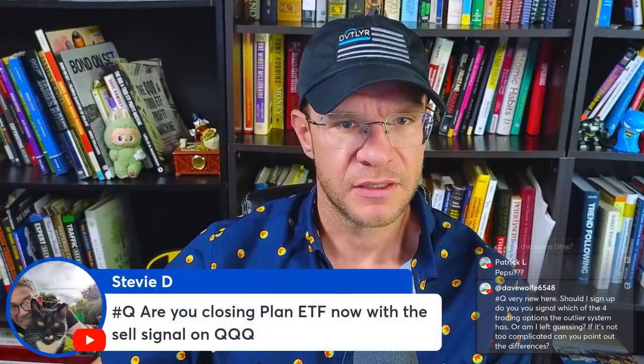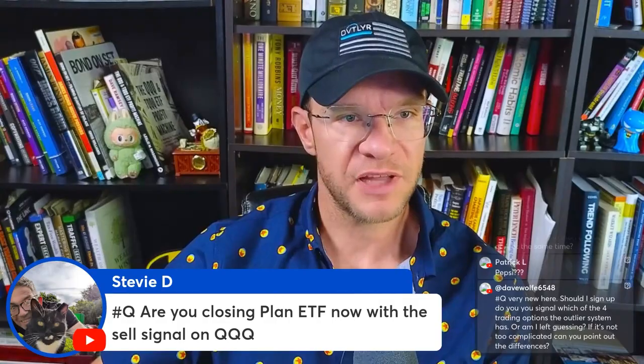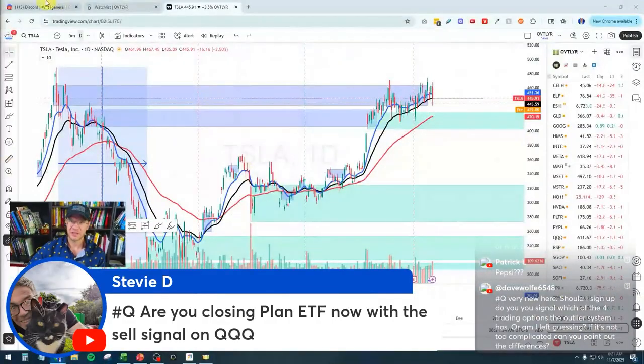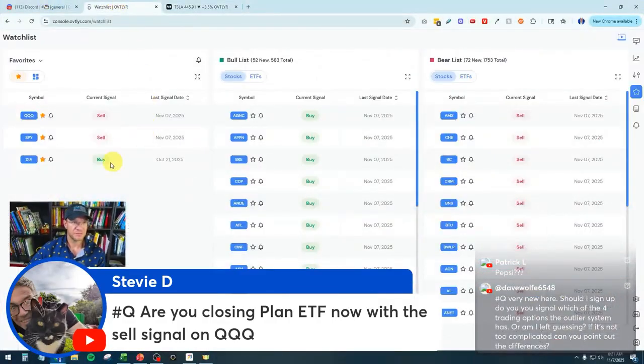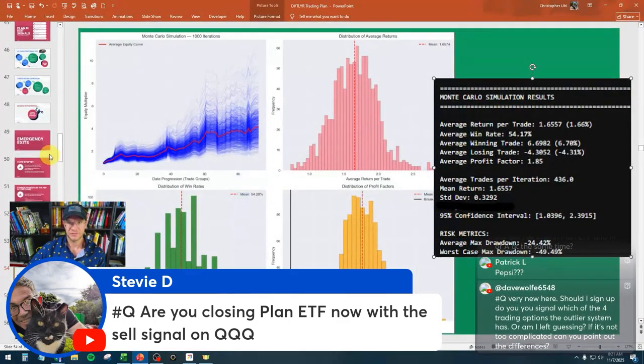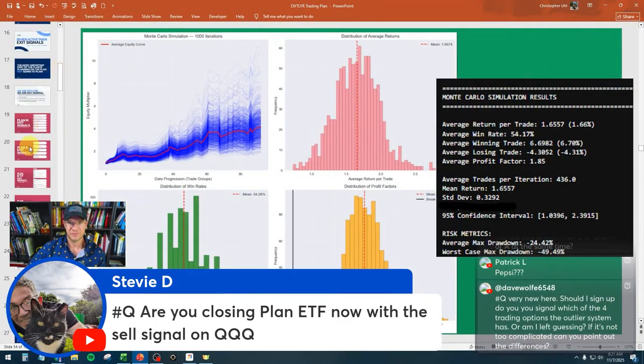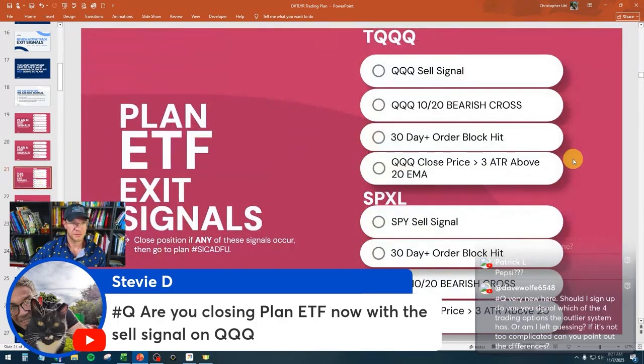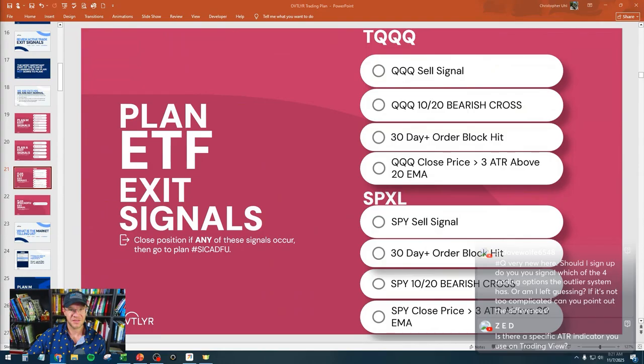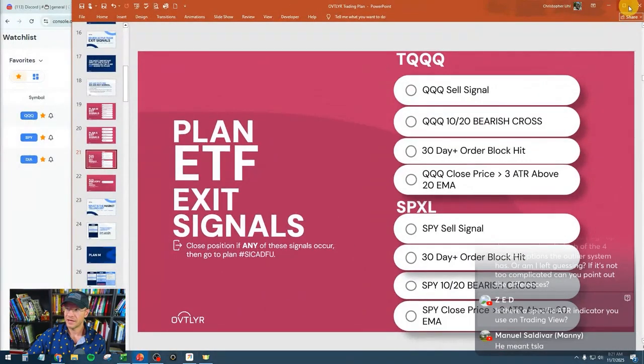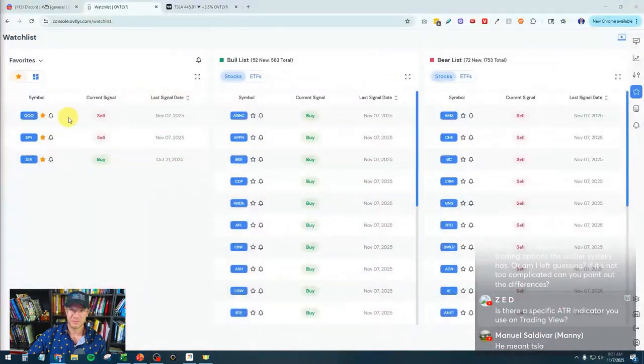Let's see. Stevie says, are you closing plan ETF with the sell signals on Qs? You tell me, Stevie. What do you think I'd be doing? You tell me. These are my exit signals. The first one up here says QQQ sell signal. And if we got a QQQ sell signal today, what do you think I'm doing, my friend? You know the answer to this.